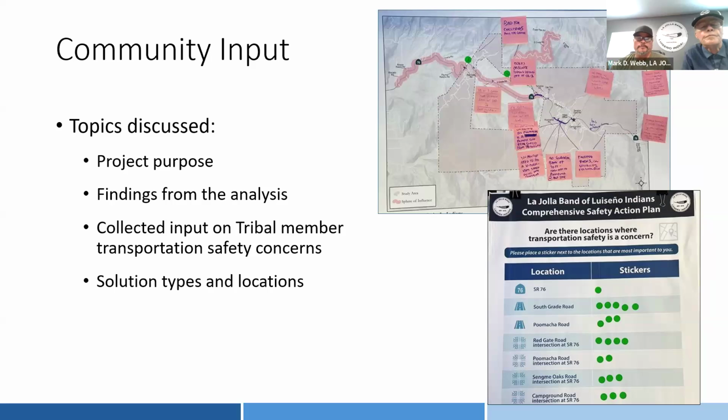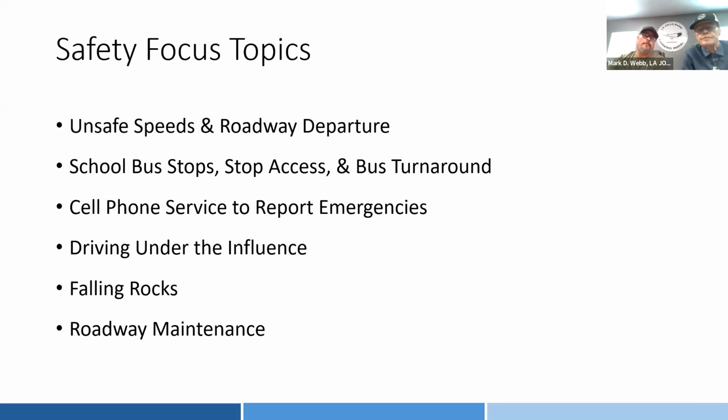Community input: we talked about the purpose and findings, and collected input on tribal member transportation safety concerns. We found all our solution types and locations. The safety topic focus: unsafe speeds, roadway departure, bus stops, stop access, bus turnarounds, cell phone service for emergencies, driving under the influence, falling rocks, and roadway maintenance.